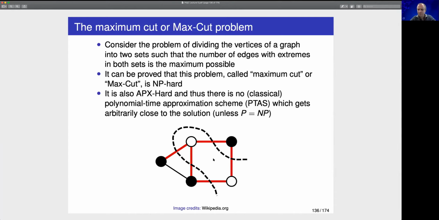This is also a problem that is what is called APX hard. I'm not going to give the complete or formal definition of these kinds of problems, but the idea is that it is also very difficult to approximate the solution to this problem. We cannot approximate the solution to a precision as good as we want with a polynomial algorithm, unless P is equal to NP, which, as you know, is something that we consider very, very, very, very unlikely.